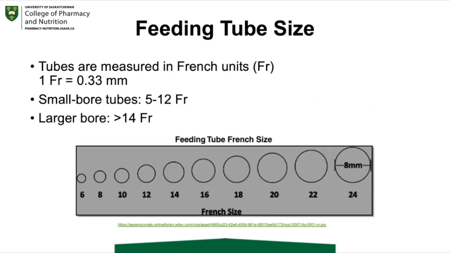Feeding tubes come in different sizes. Tubes are measured in French units. 1 French unit equals 0.33 millimeters. Small bore tubes are 5 to 12 French units and are more comfortable and easier to place into the small bowel. Large bores are larger than 14 French units. As you can see, 24 French units is about the size of a penny.